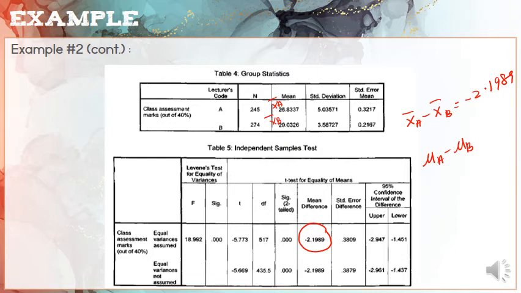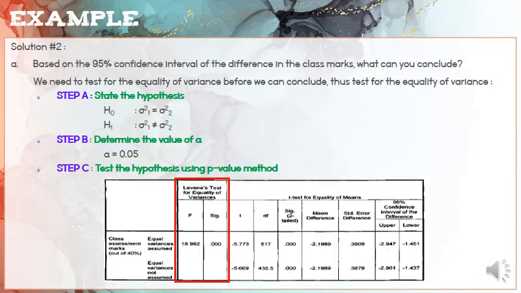Here it also gives you the 95% CI. So for question A, based on the 95% confidence interval of the difference in the class mark, what can you conclude? You cannot suddenly conclude. Why? Because you have two confidence intervals. Which one do you take? So you have to do the Levene test first, to see whether you should assume equal variance or assume not equal variance.